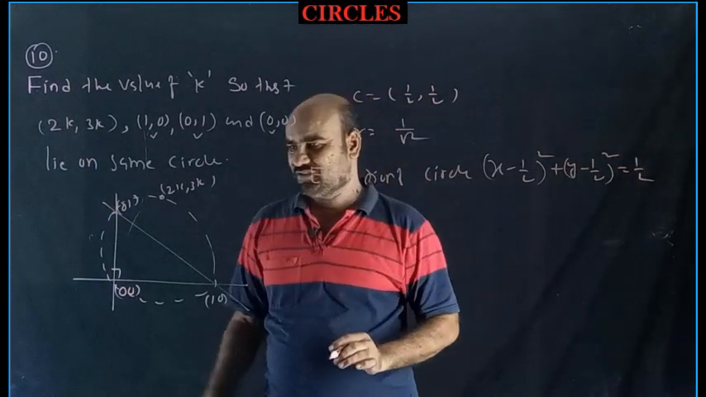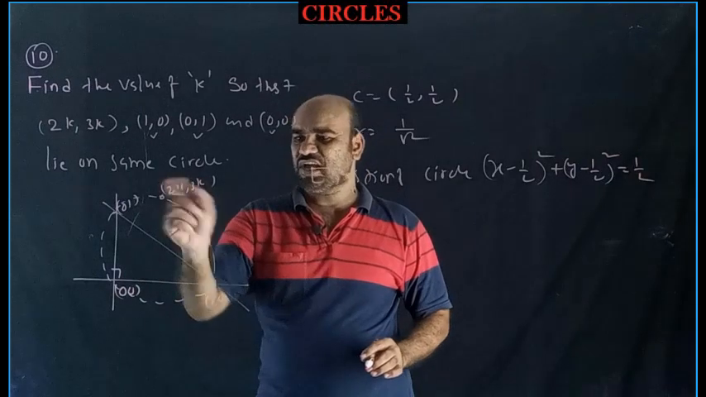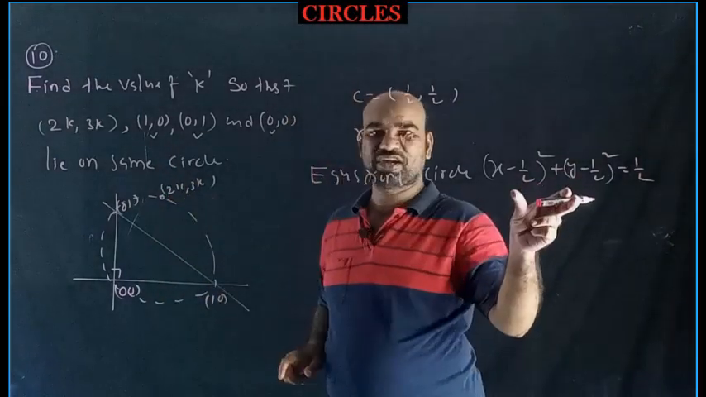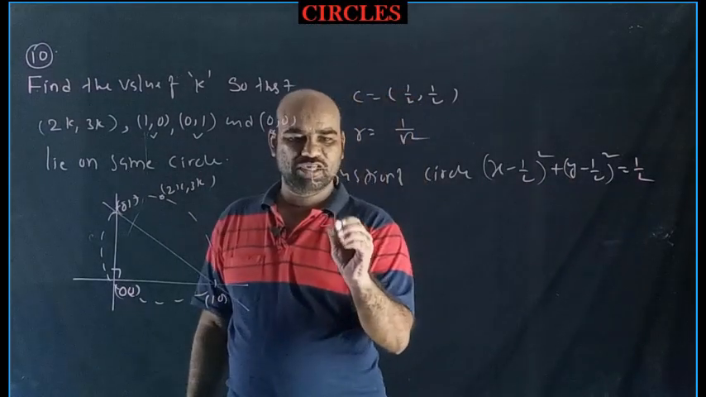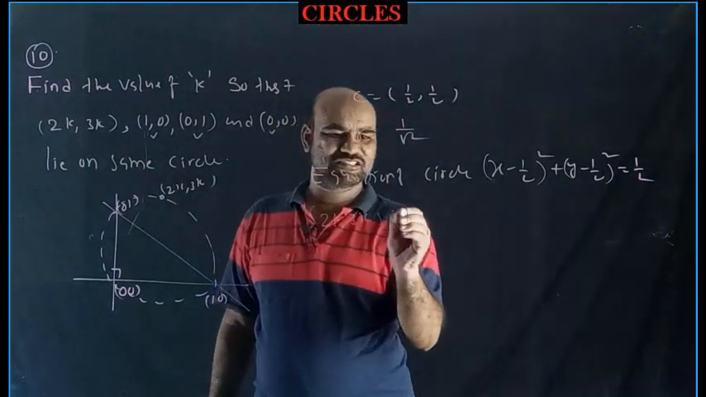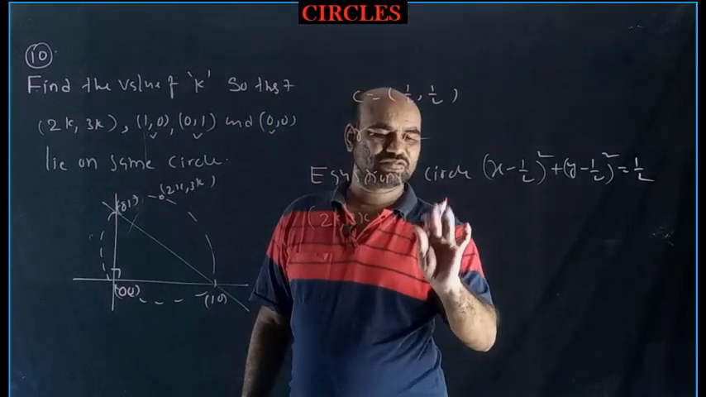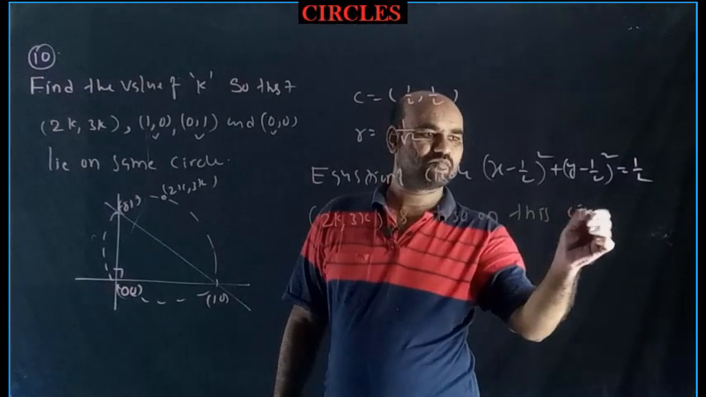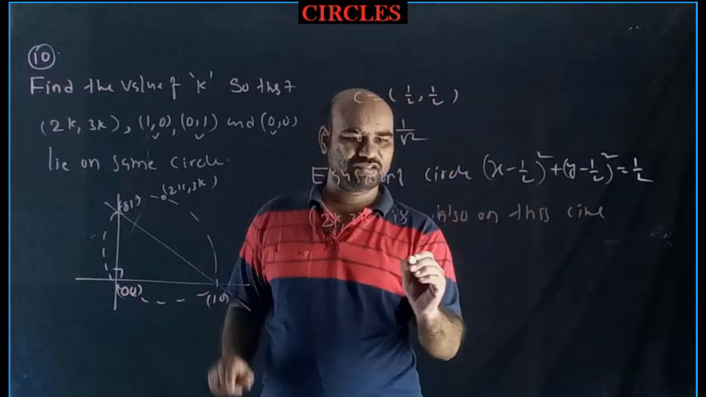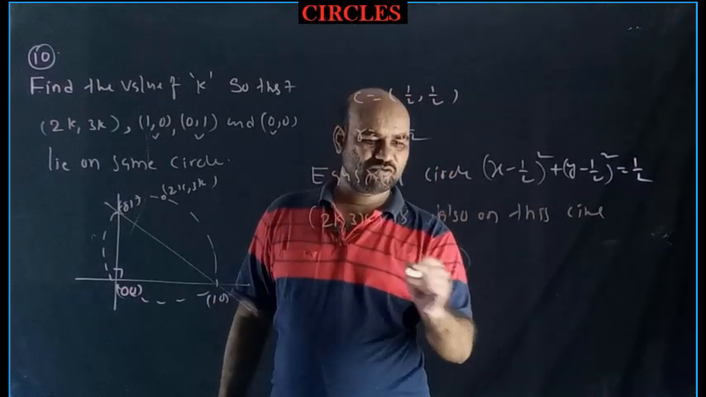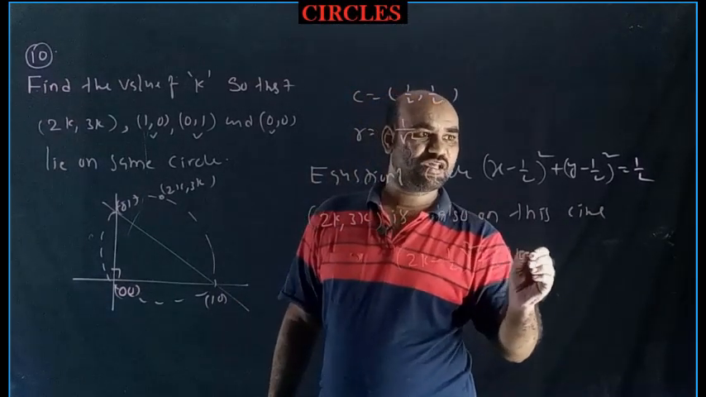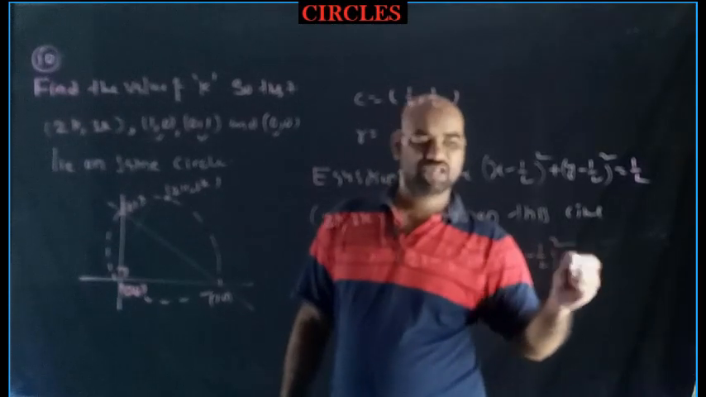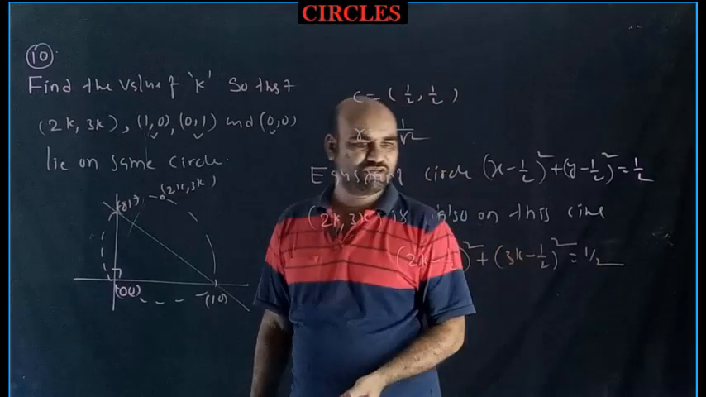No need to simplify. Just (2k, 3k) also lies on the circle. So this point should satisfy this algebraic condition. Substitute (2k, 3k), which is also on this circle. So instead of x you can write (2k minus 1/2) whole square plus (3k minus 1/2) whole square equal to 1/2. Now you need to simplify this.